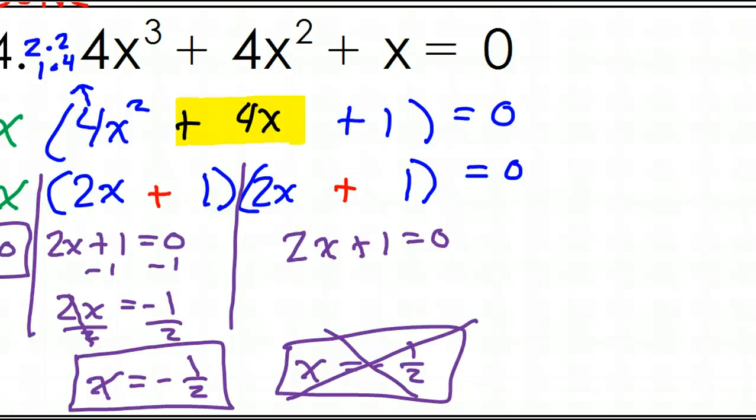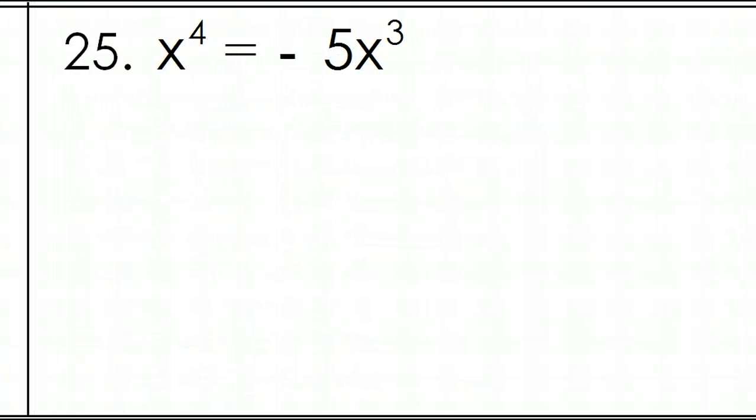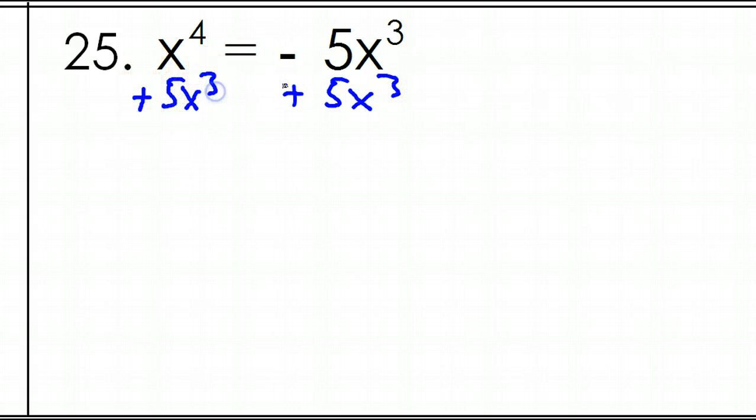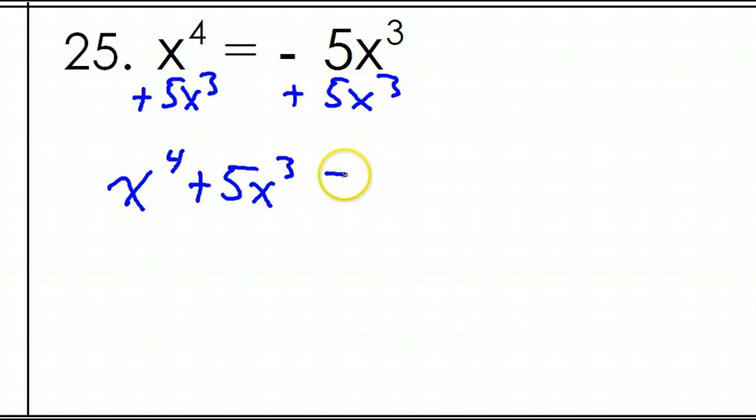Okay, this is the last problem of our review. We need to set the entire problem equal to 0. So that means we need to add 5x to the third power to both sides. That way that'll cancel out and we'll get 0. On the left side, these aren't like terms, so I'm just going to write them next to each other. So I've got x to the 4th power plus 5x to the 3rd power. And now that's equal to 0.